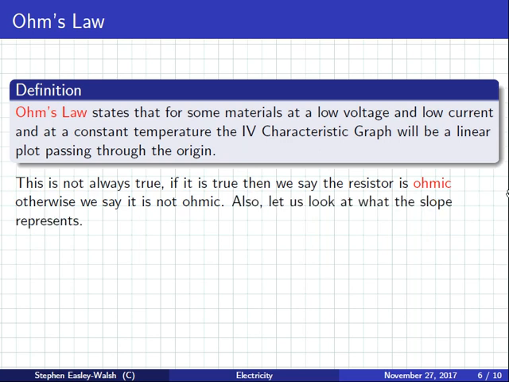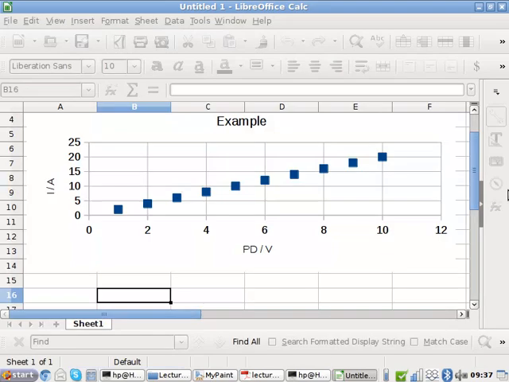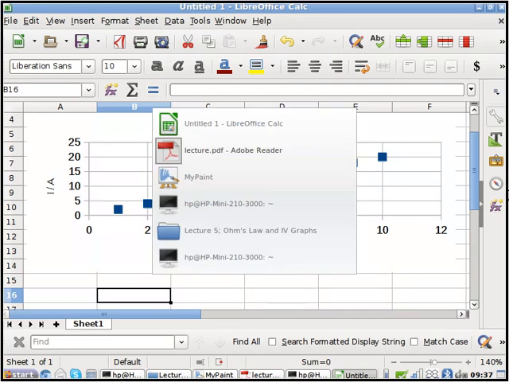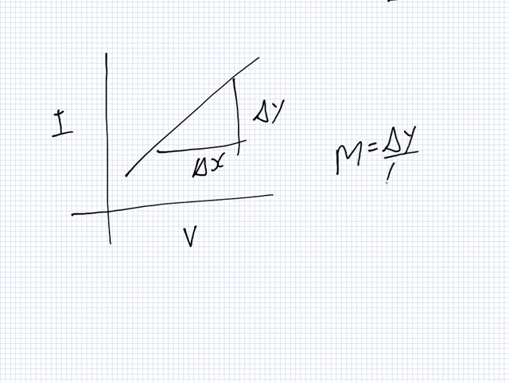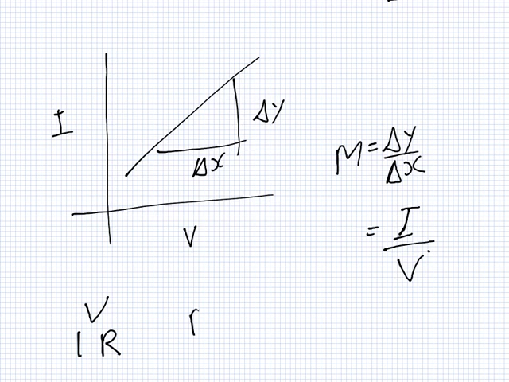Did you write that down? Yeah. Alright. Now, let's look at what the slope represents. So if I go back to this graph, what does the slope represent? Well, let's have a look and try and figure it out. So I have my graph. Here it is here. And we'll call that delta y, delta x. And this is I, and this is V. So the slope, which is change in y over change in x, that will be a current over a voltage. Now, if I look at this triangle VIR, you can see that R is V over I. So the slope represents 1 over R.